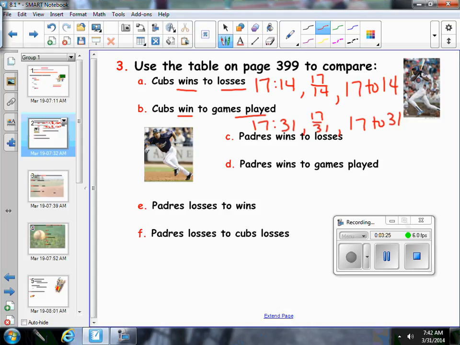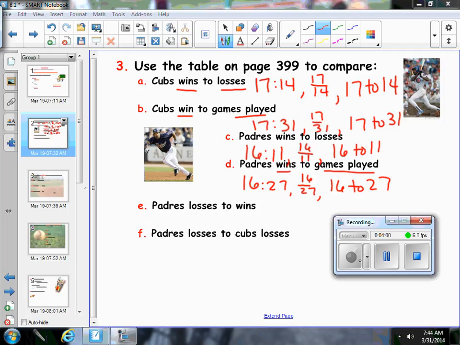Now in C, Padres wins to Padres losses. 16 to 11, 16 to 11, and the third and final way, 16 to 11. So the Padres actually won 16 games, but they lost 11. So 16 plus 11 is 27, but it's asking for wins to games played. So 16 to 27, 16 to 27, and 16 to 27.